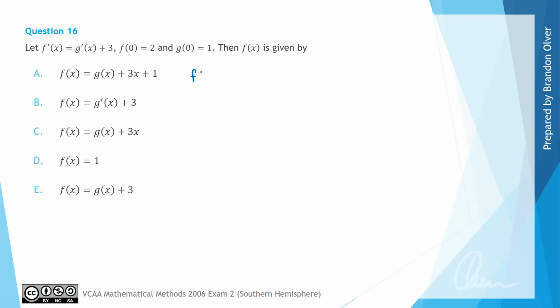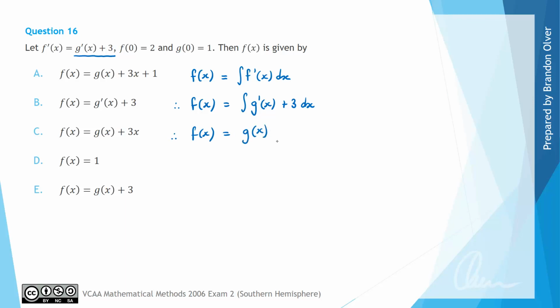If we want to find f of x, we know that it must be given by the integral of f dashed of x dx. So f of x can be found by integrating the following expression, which is g dashed of x plus 3. So we have the integral of g dashed of x plus 3 with respect to x, so therefore f of x must equal, and the integral of g dashed of x we would just represent symbolically as regular g of x, and then the integral of 3 would be 3x.